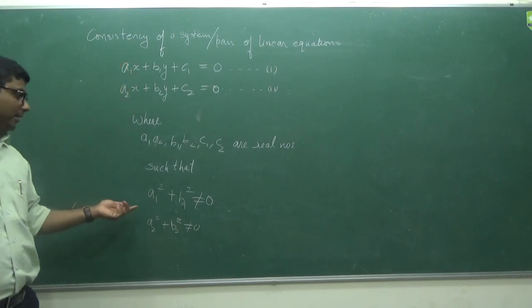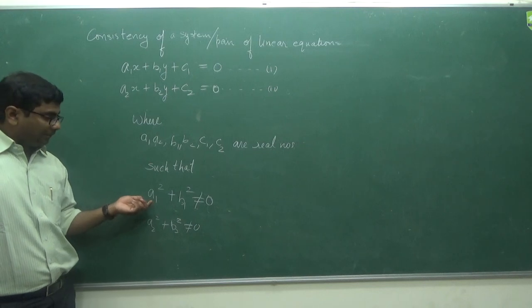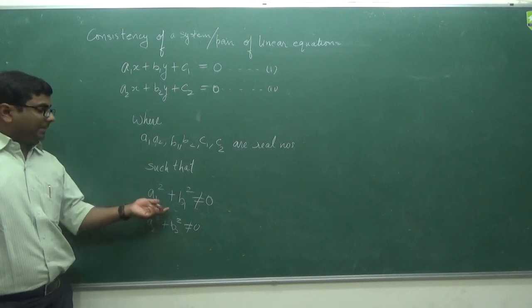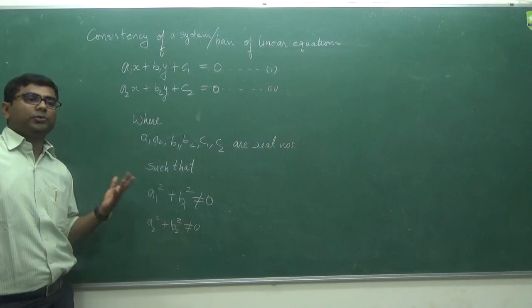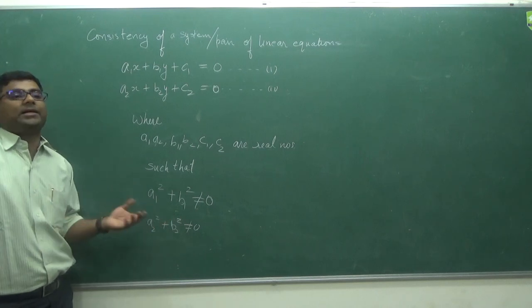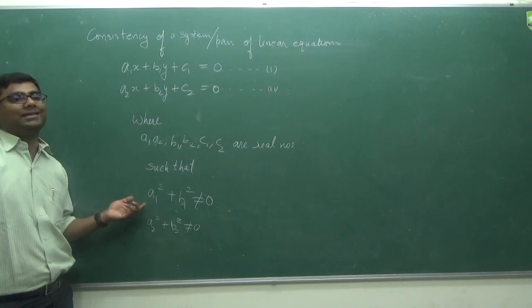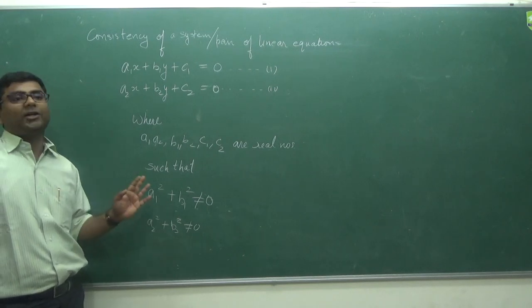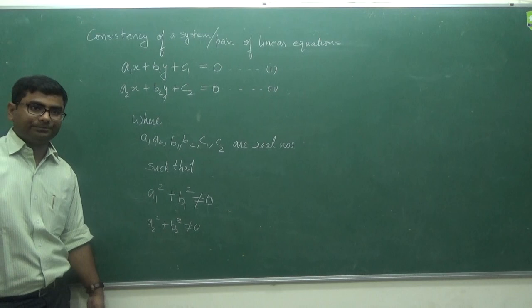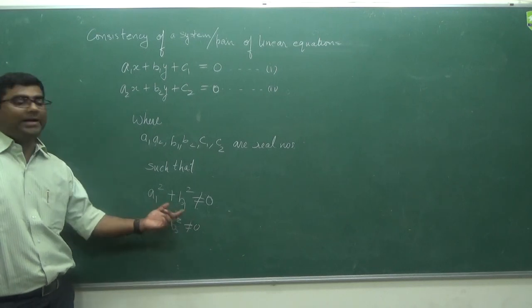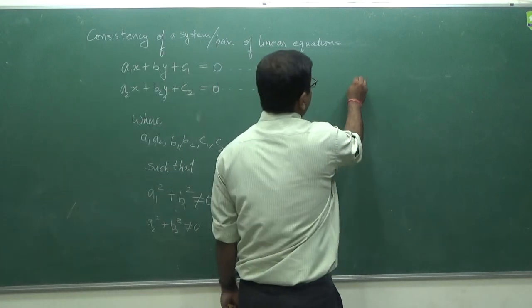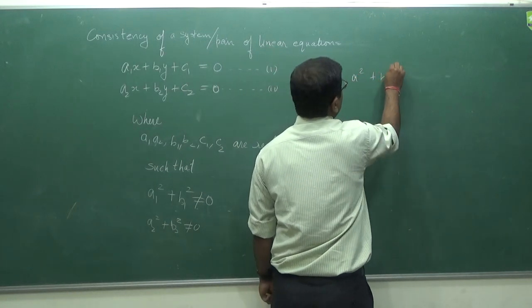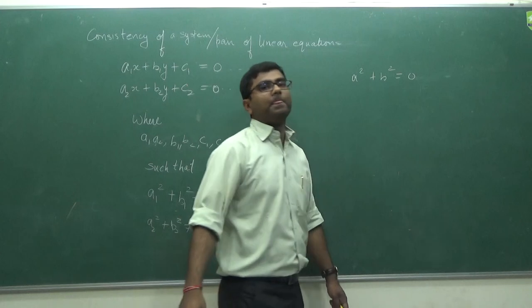See, in this case, a1 square plus b1 square should not be equal to 0 is a mechanism to say that both of them cannot be 0 simultaneously. Why? Look at this expression. a square plus b square is equal to 0. When is this possible? When both are 0.